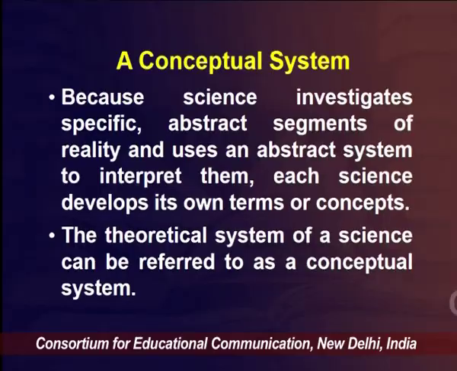Because science investigates specific abstract segments of reality and uses an abstract system to interpret them, each science develops its own terms or concepts. So, we have mass and weight in physics. Similarly, in social science, we have concepts like community, group, society, institutions. So, there is a whole gamut of concepts which has been developed through the process of abstraction. So, the theoretical system of science can be referred to as a conceptual system.